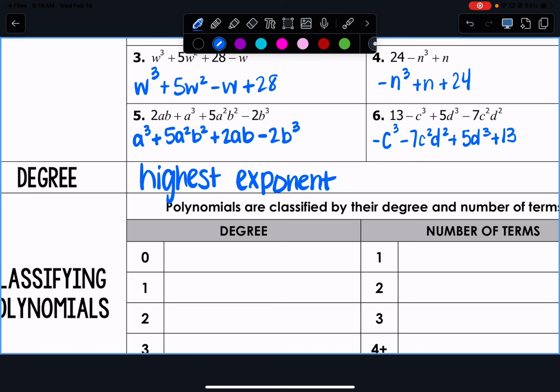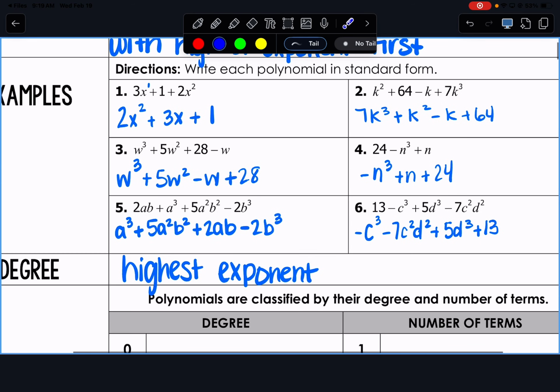So if I look up there at question 1, what is the biggest exponent? 2. So the degree of that polynomial is 2. For number 3, the degree of that polynomial is 3. That's my biggest exponent. For number 4, the degree is also going to be 3 because that's our biggest exponent. That's how we find the degree. So you just look for whatever the biggest exponent is.